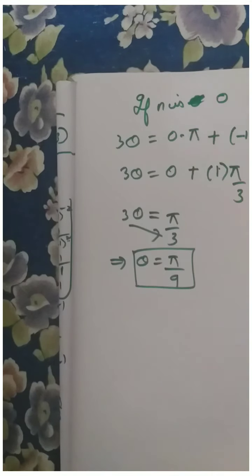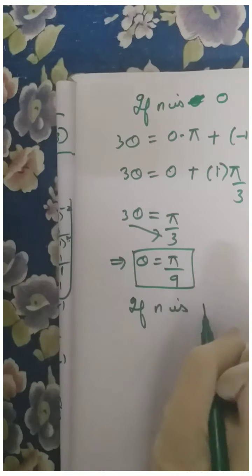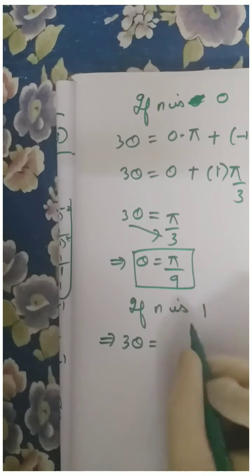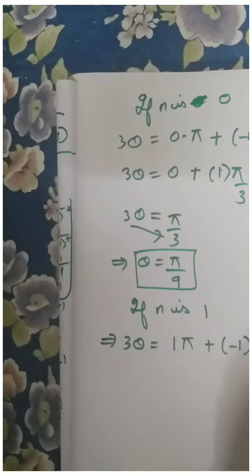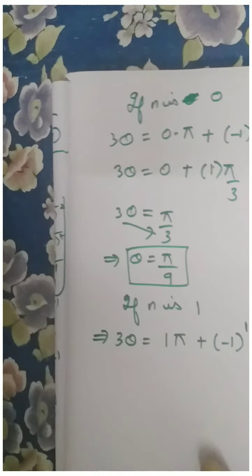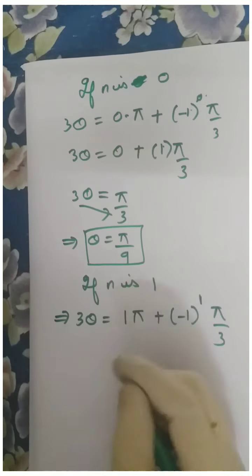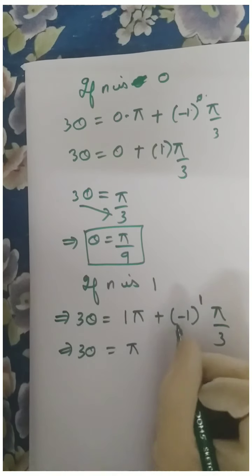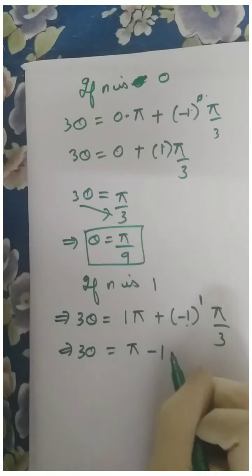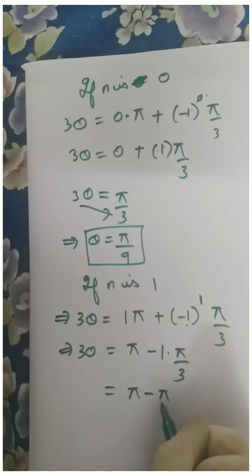Now take n equals 1, because after 0, 1 comes and that will fit in the range. So if n is 1, I get 3 theta equals, in place of n substitute 1, pi plus minus 1 power n, which is 1 here, into pi by 3. I am directly substituting in the formula. Remember the formula: n pi plus minus 1 power n into alpha. N is 1. So 3 theta is equals to 1 into pi, which is pi, plus minus 1 power 1, which is minus 1, into pi by 3. So that is nothing but pi minus 1 into pi by 3, which is minus pi by 3.